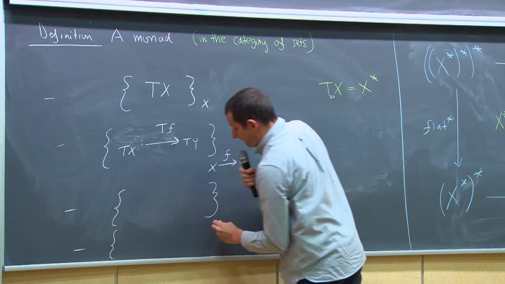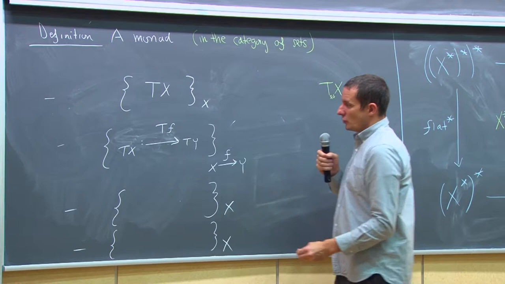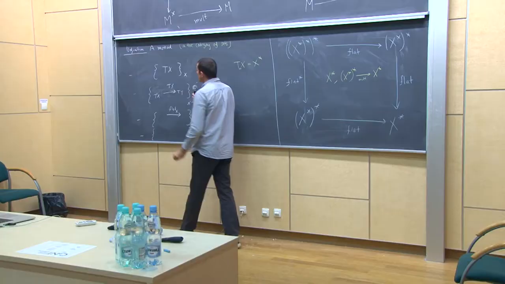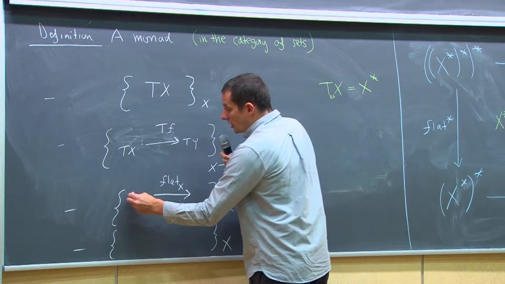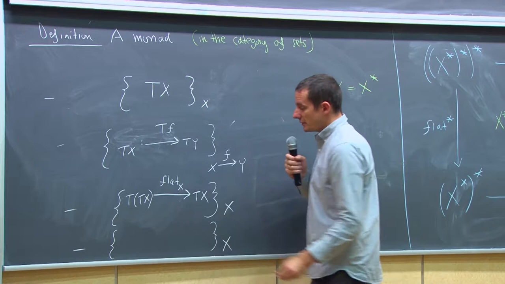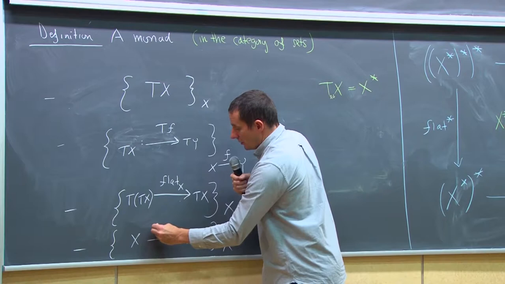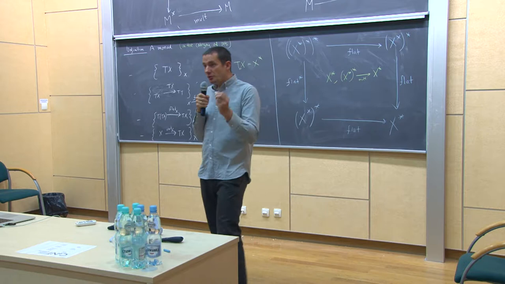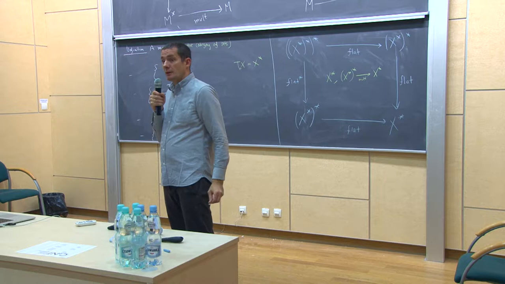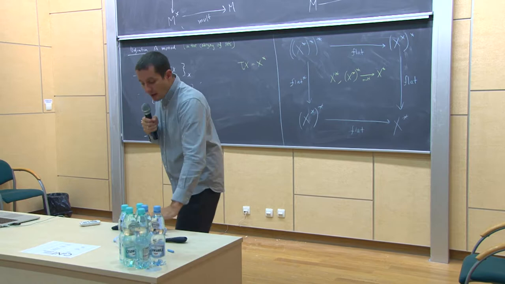For every set X, you have to provide a function, and maybe I will formally index it by the set X, because it's a different one for each set X. Okay. This one goes from T of TX to TX, and this one goes from X to TX. It's called the unit. So in order to define a monad, you need to provide four things like this. Okay? So is it completely clear at least what are the ingredients of a monad? Now, as I said, they're subject to some axioms.